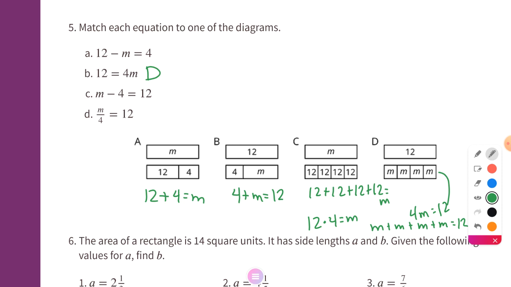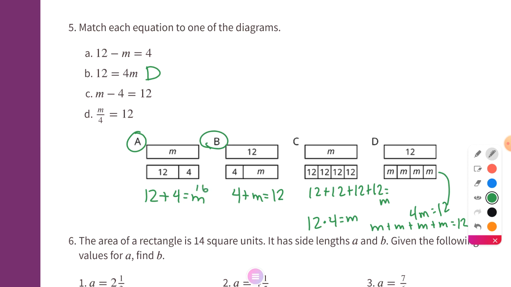Now, 12 minus M equals 4. That gets us to A or B. Which one could it be? Okay, so let's look. What would the value of M be in this one? 16. 12 plus 4 is 16.